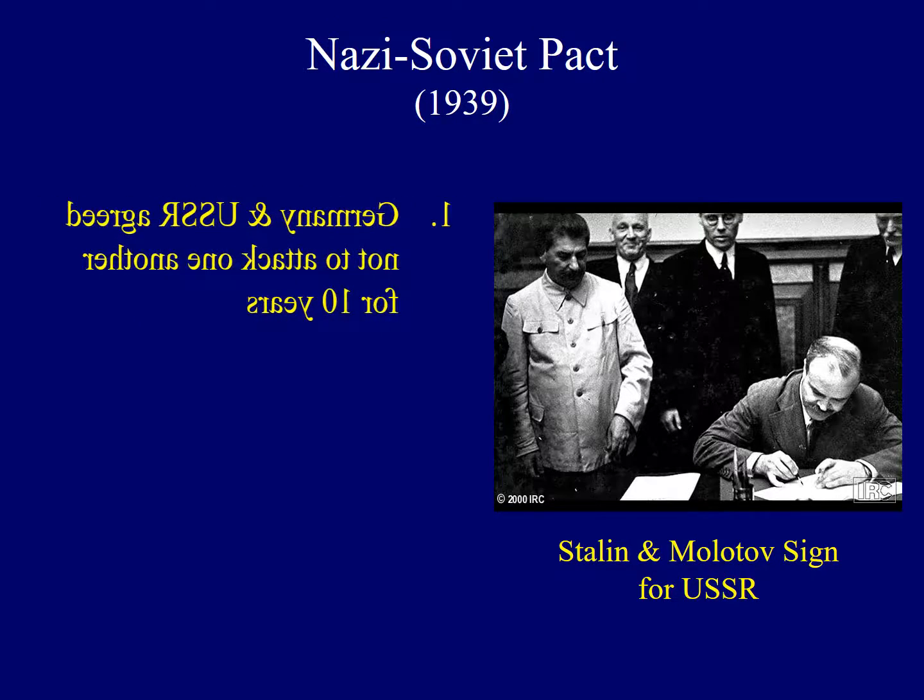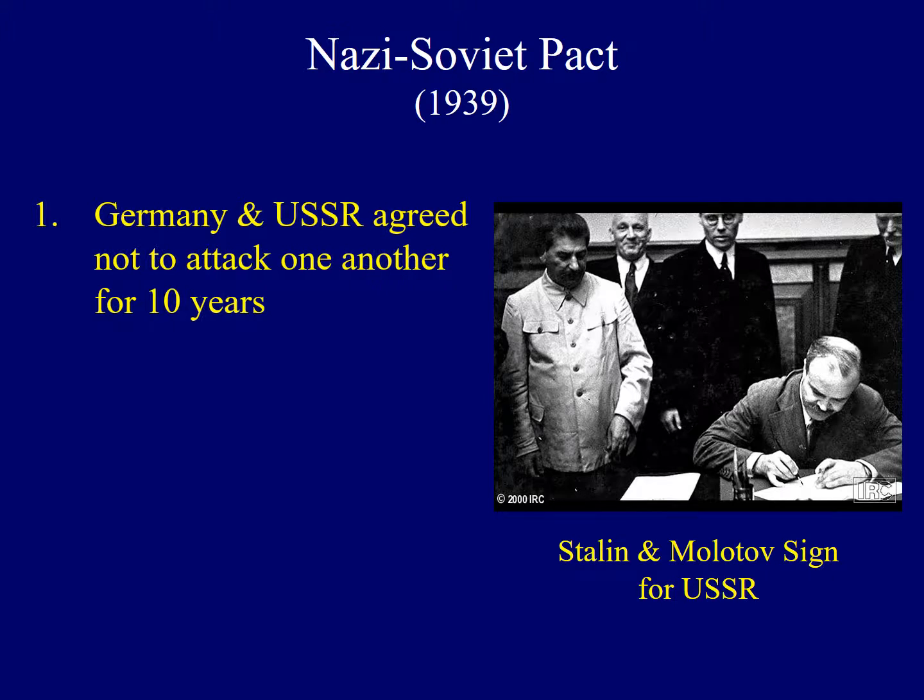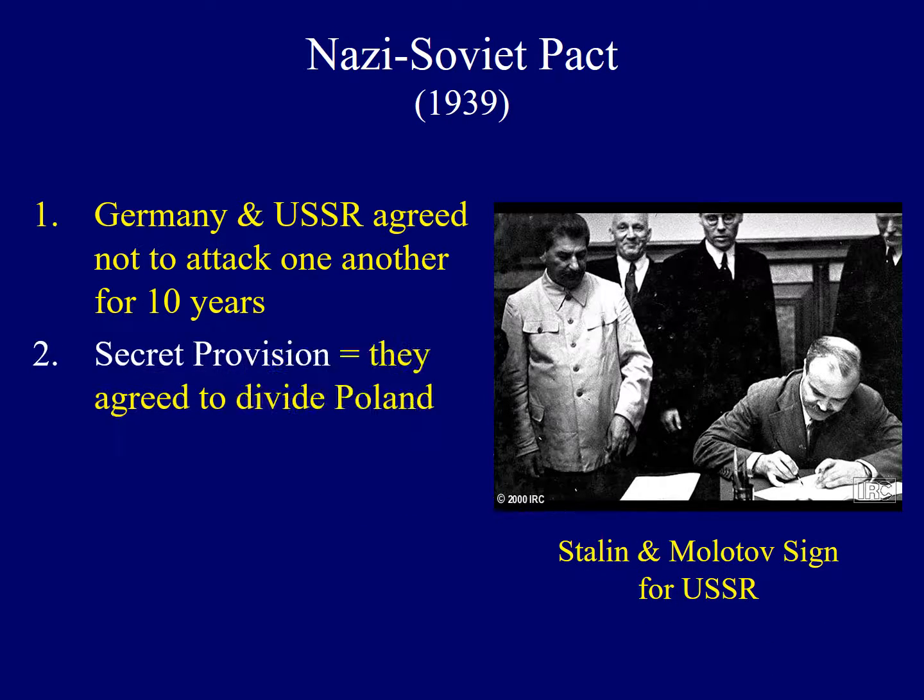First, Germany and the Soviet Union agreed that they would not attack one another for a minimum of 10 years. Second, there was also a secret provision. They agreed that they would divide Poland between their two countries.